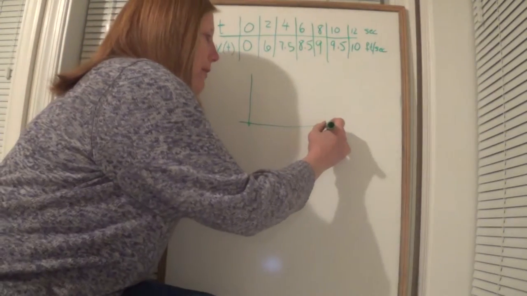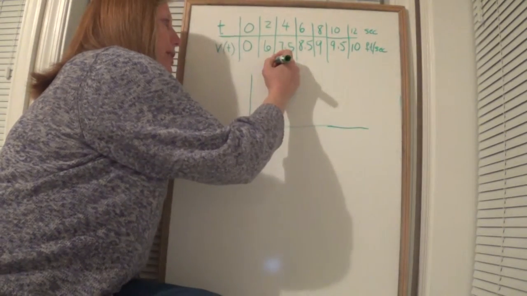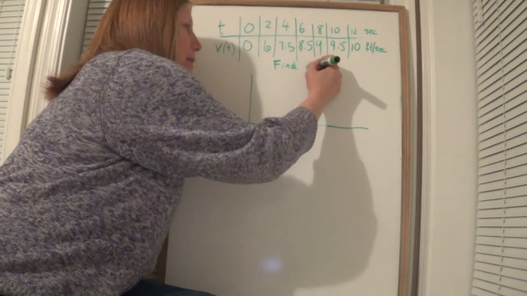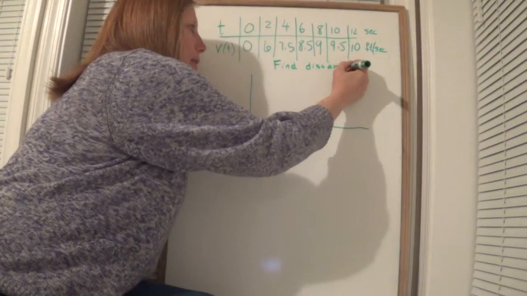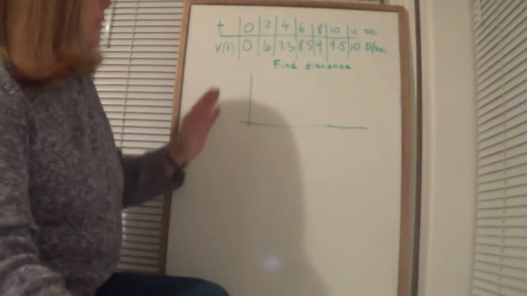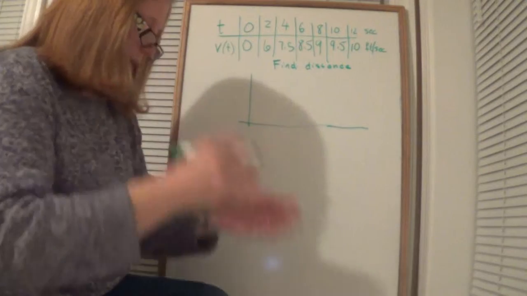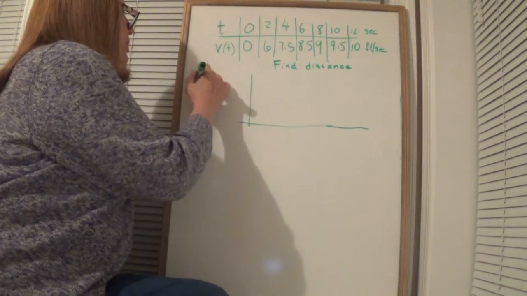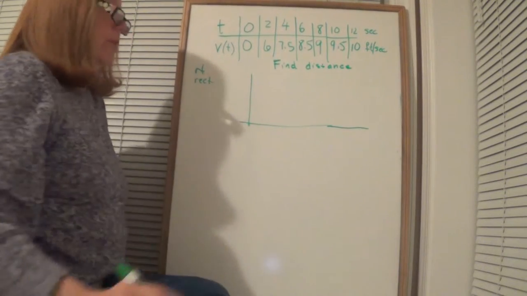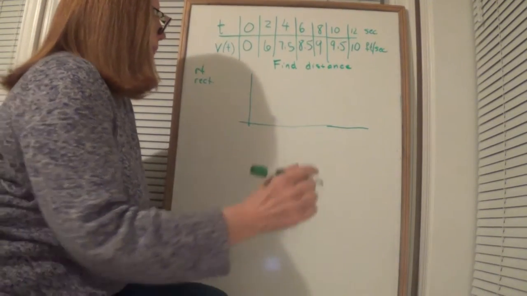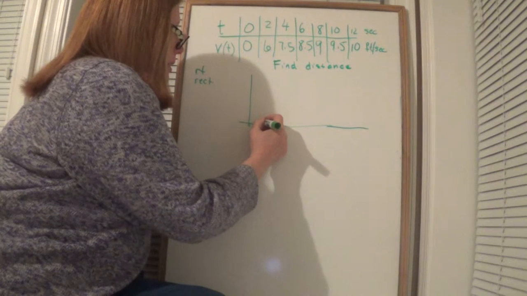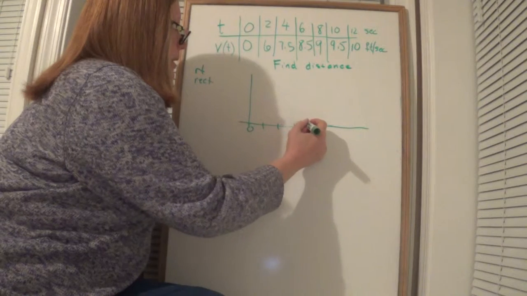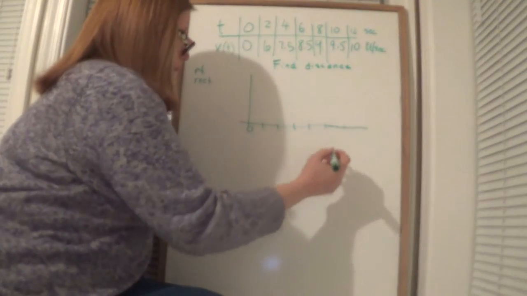We're going to go ahead and graph this information and answer the question: find the distance traveled during those first 12 seconds. We're going to use right rectangles in order to do that. So to use the right rectangles, we need a graph. I'm going to put in 0 seconds, 2, 4, 6, 8, 10, and 12 seconds.